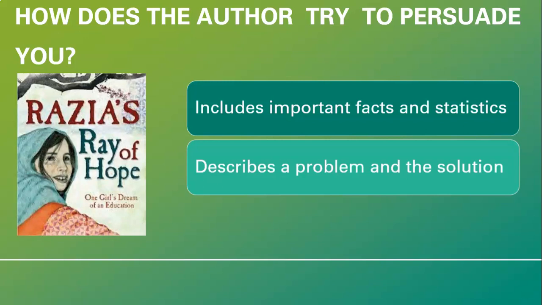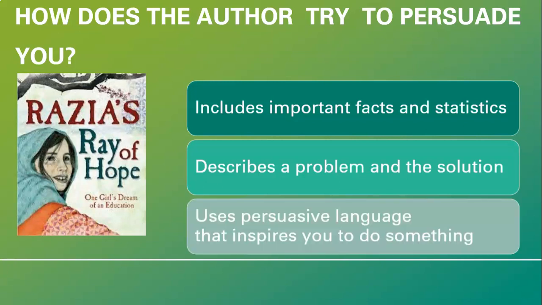The author obviously described a problem and a solution. The problem is that there are millions of women around the world who aren't being educated. The solution is get them educated, right? And finally, this was a really good use of persuasive language that inspires us to do something. Words like contrast, putting the statistics in a language that kind of makes us realize how big they are.